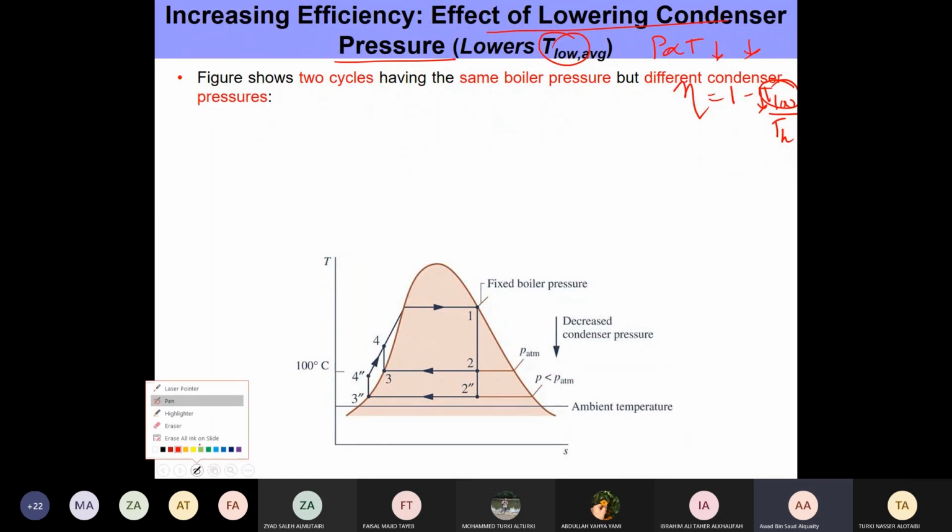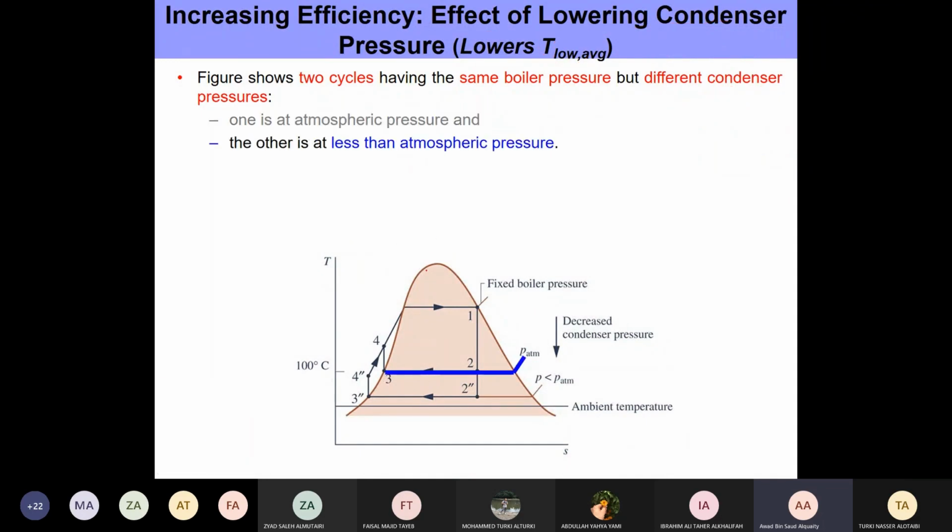Okay, so let's have a look. So we have two different condenser pressures here for the same cycle. The blue line that exists now is your base case where we have the condenser operating at atmospheric pressure, right? And the temperature is 100 degrees Celsius. But we have another case where we reduce the condenser pressure to a pressure much lower than atmospheric pressure, and let's say this is operating at 50 degrees Celsius.